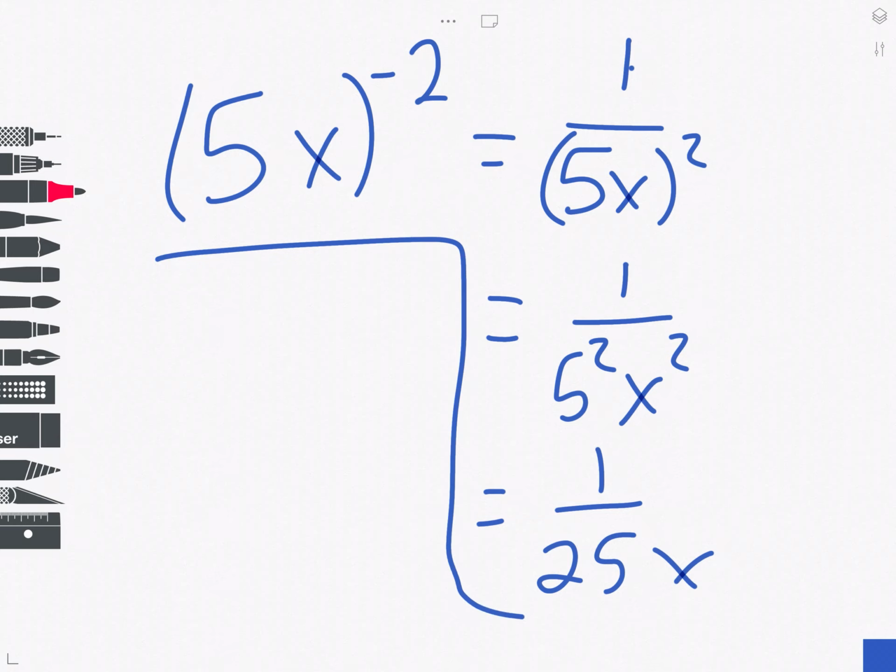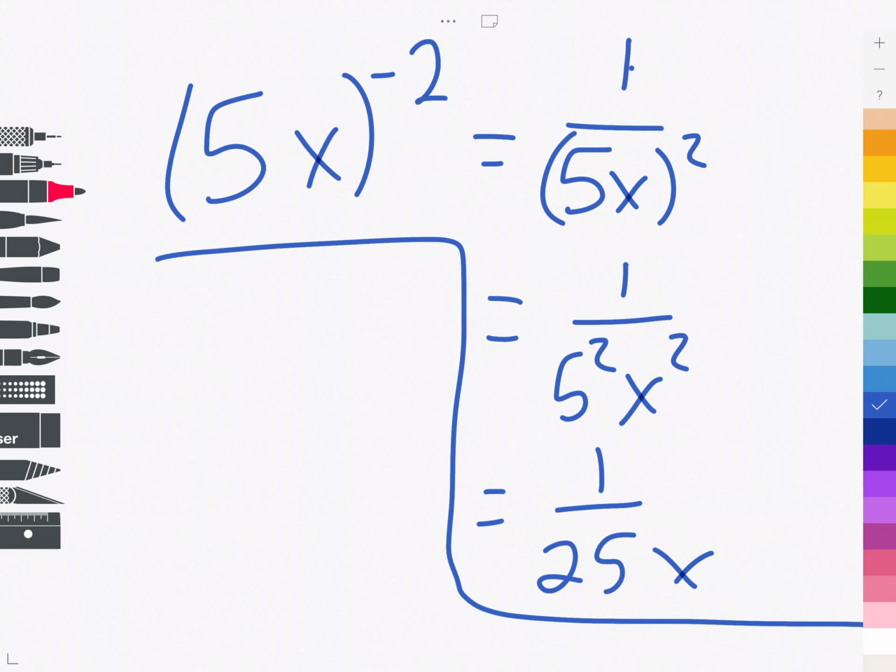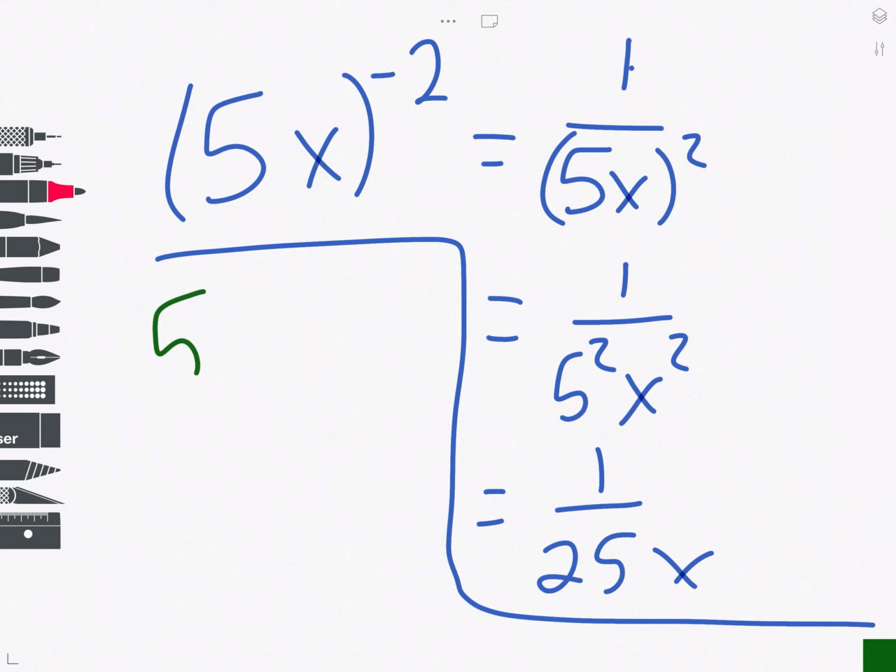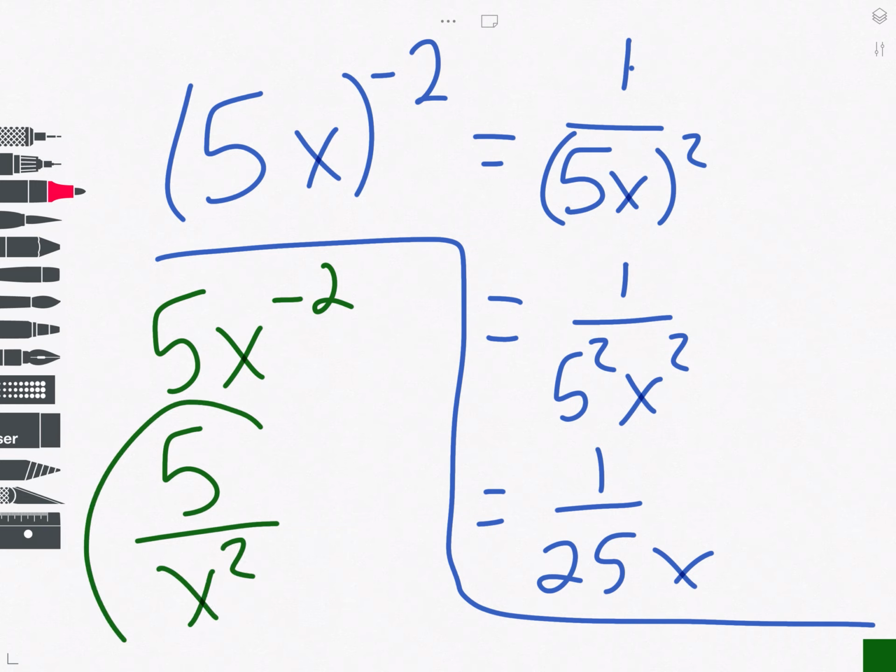Once again, though, make sure you're watching those exponents. Let's say I had 5x to the negative 2, just the x is to the negative 2, so the 5 stays up top, the x squared goes down to the bottom. Okay?